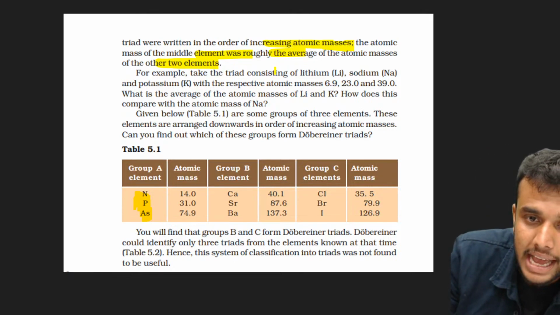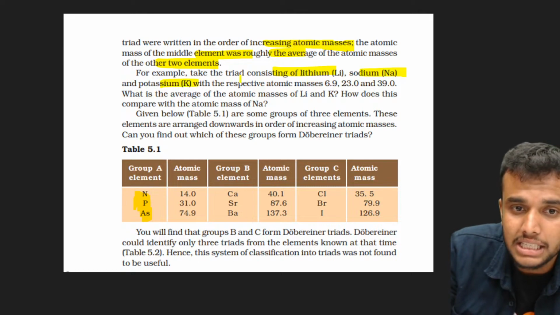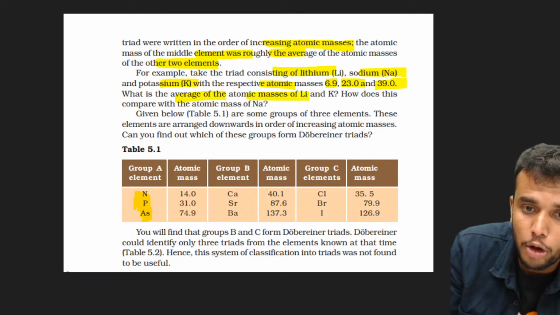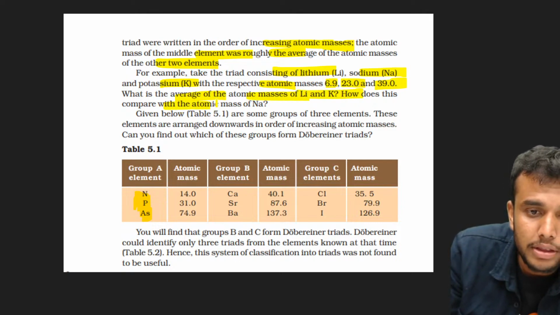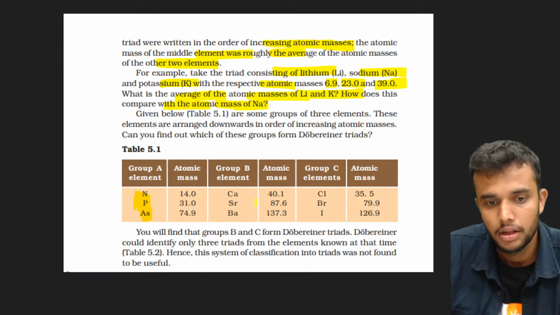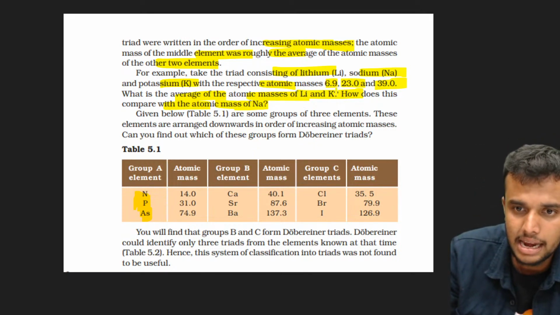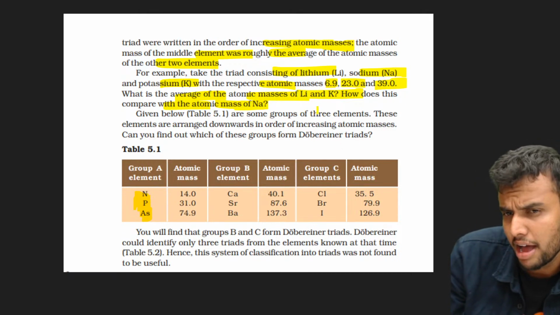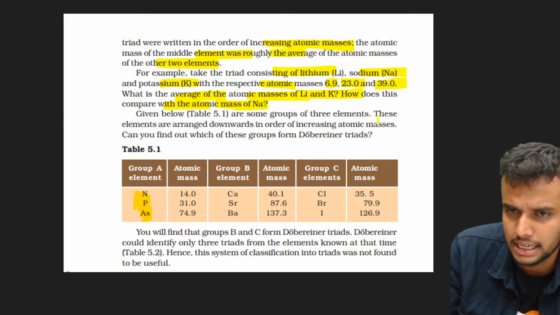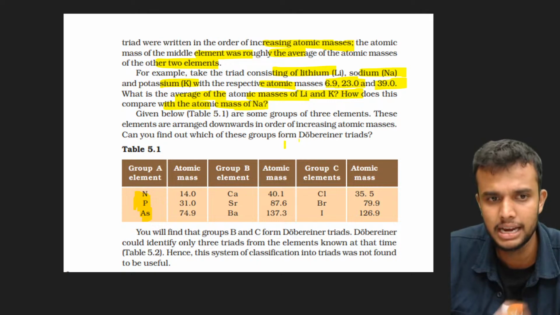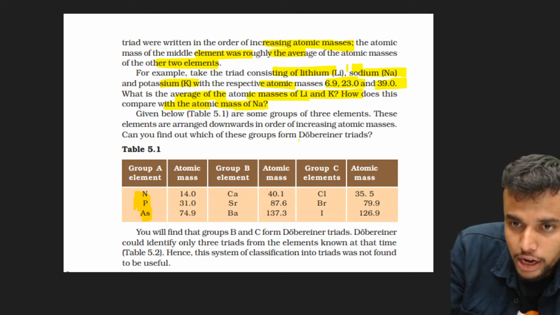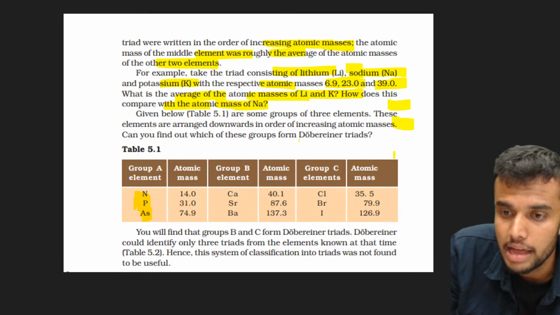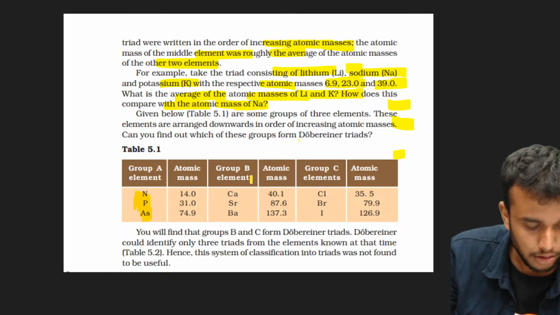For example, take the triad consisting of lithium, sodium and potassium. The respective atomic masses are 6.9, 23 and 39. What is the average of the atomic masses of lithium and potassium? How does this compare with the atomic mass of Na? Very simple. 39 plus 6.9 is nearly 46, and half of that is approximately 23, right? So sodium sits exactly at the midpoint: first lithium, sodium, then potassium. These 3 are a triad.